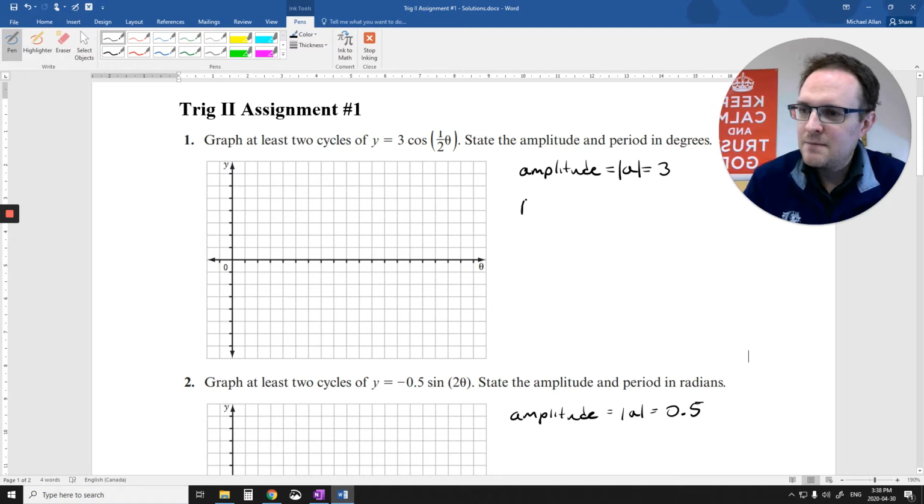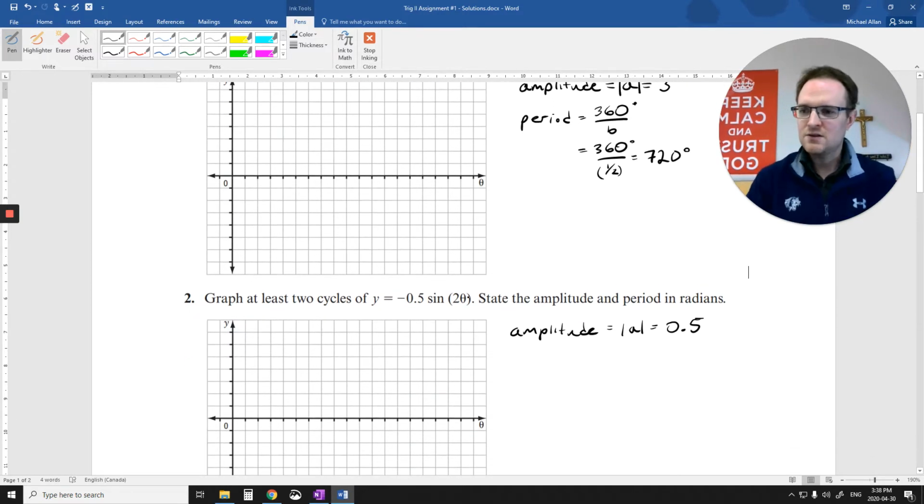Okay, the period, depending on which mode you're in. In this case, they want it in degrees to start off with. The period is always going to be the original period of a sine or cos graph divided by the b value. So it's going to be 360 divided by, I'm going to assume that this is a half here, 1/2. So therefore, this is 720.